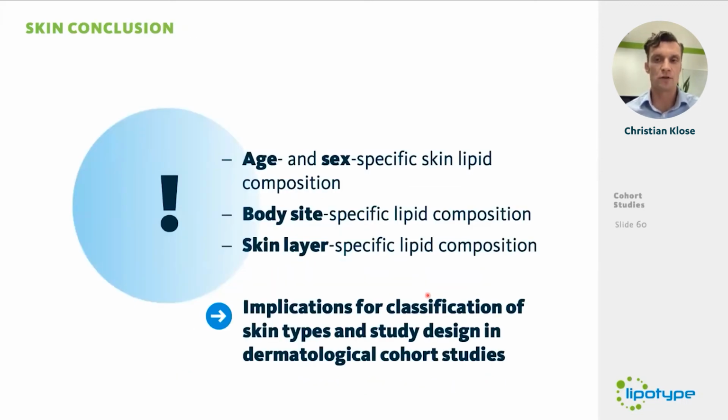So in summary, we observed age and sex specific skin lipid compositions. We see body side specific lipid compositions and also skin layer specific compositions of the skin. These I haven't shown, but these results really have important implications for the classification of skin types and also for study design in dermatological cohort studies. And these sorts of studies are currently ongoing with different focuses, skin diseases, different skin types, and so on. So this is work that is about to be published hopefully soon.